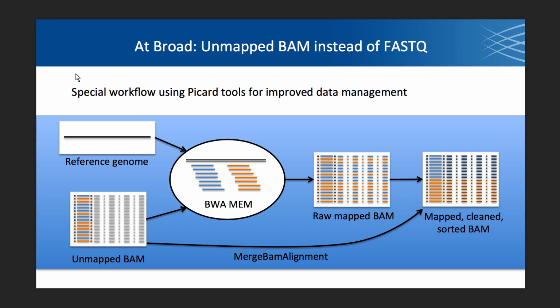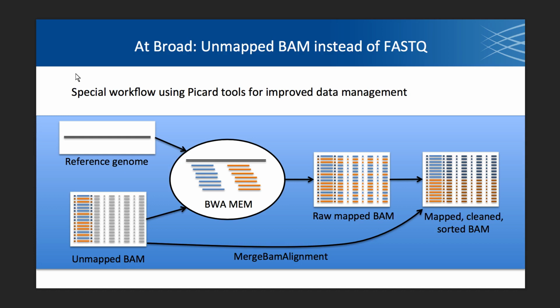We go from the sequencing data from the machine directly to an unmapped BAM. In the unmapped BAM, we can put all the metadata that we want. So we can write what the sample name is, and we can put information about what the machine was, and all this extra information that we want to keep in the file.